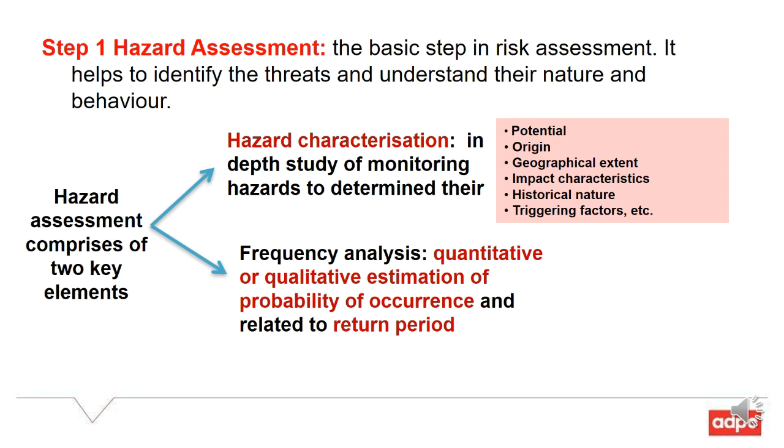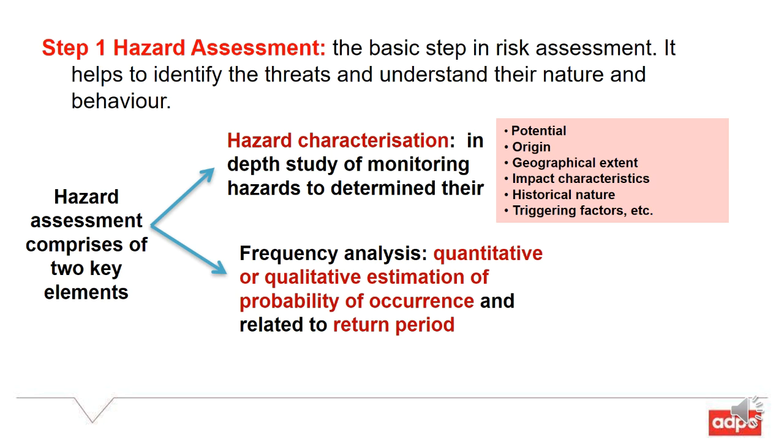So this is step 1, hazard assessment. In risk assessment, the first step is that we have to identify the hazard. It is the basic step in risk assessment, and it helps to identify the threats and understand their nature and behavior. Hazard assessment comprises two key elements: hazard characterization and frequency analysis. Hazard characterization is an in-depth study of monitoring hazards to determine their potential, origin, geographical extent, impact characteristics, historical nature, triggering factors, etc.